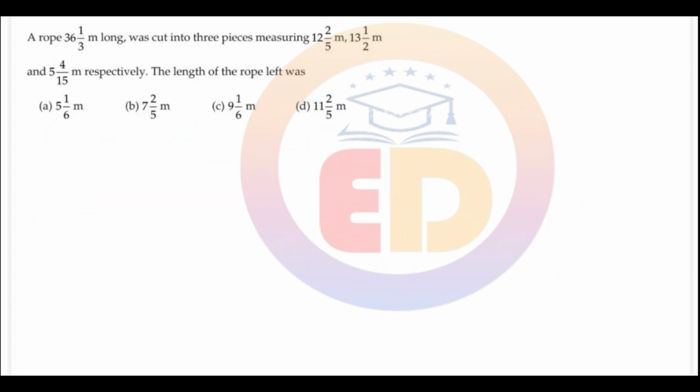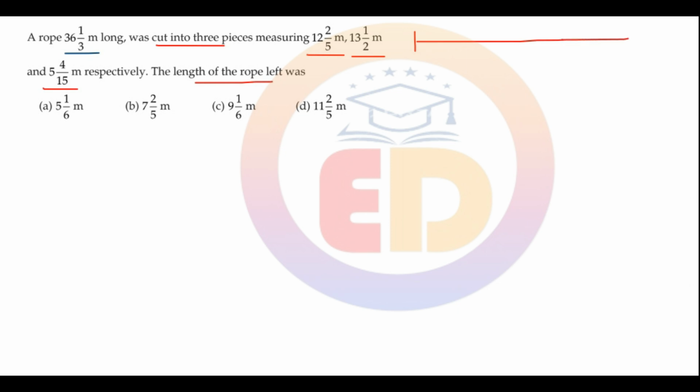A rope 36 whole 1 by 3 meter long was cut into 3 pieces measuring 12 whole 2 upon 5 meter, 13 whole 1 upon 2 meter and 5 whole 4 upon 15 meter respectively. The length of the rope left was. Let us understand this question.